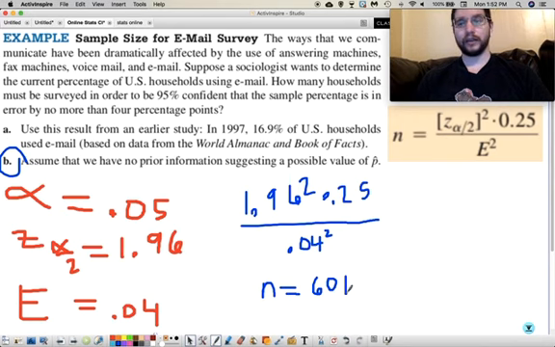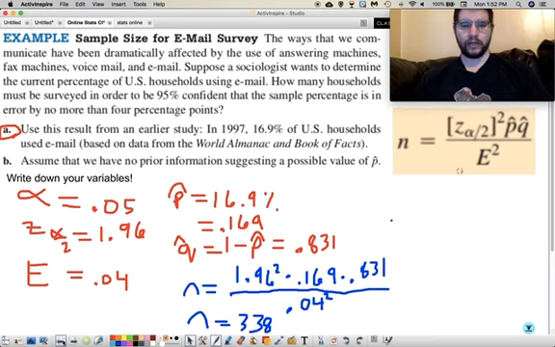So if we had no data, we'd have to go out and grab 601 people, and that would be like, okay, now, let me check on this. Now you can be 95% confident with your 601 people.